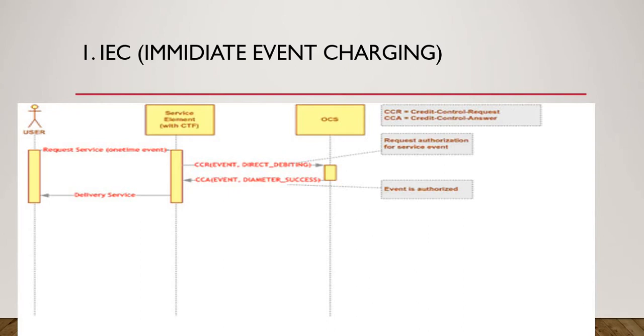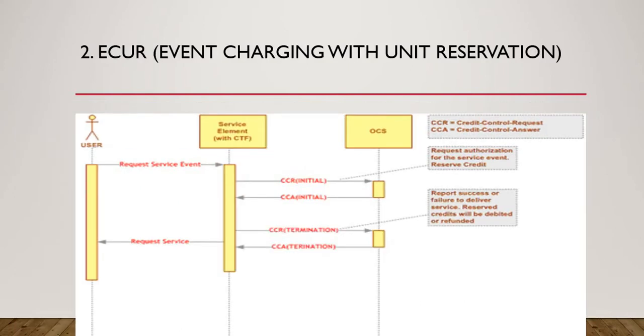Okay, so this is immediate event charging. When I explain ECUR, you will come to know the difference between immediate event charging and this kind of charging. The name of this charging type is event charging with unit reservation. Here the user is requesting a service event towards the CTF, and the CTF then raises the credit control request towards the OCS. This is a two-step procedure.